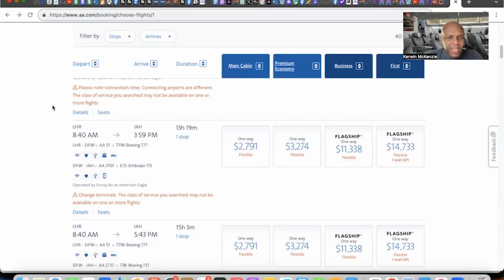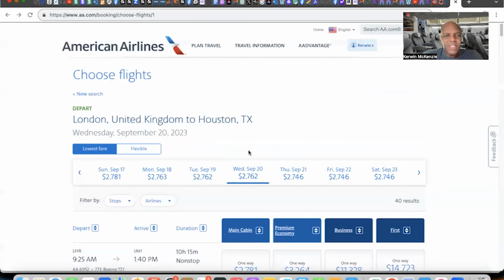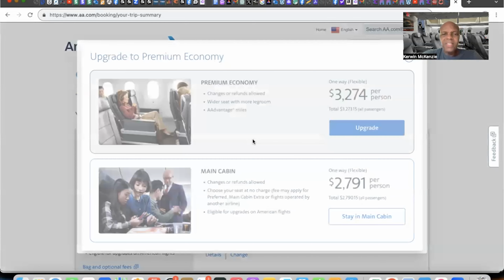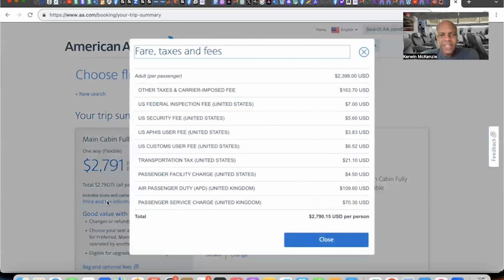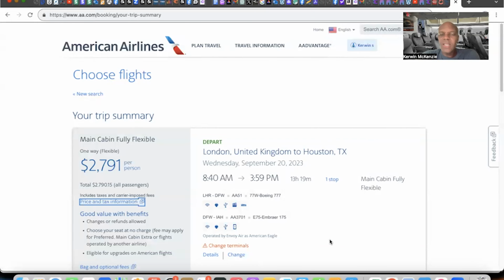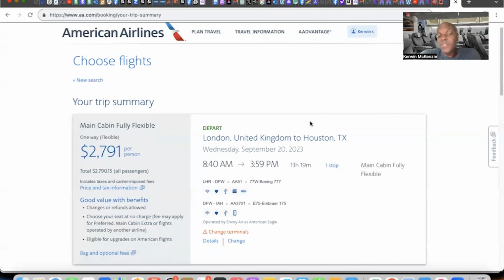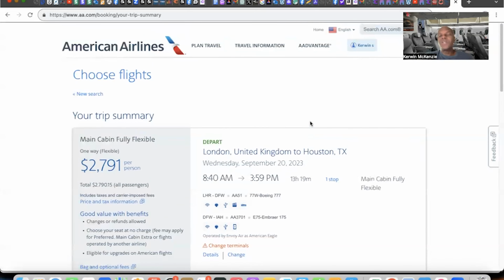Trying to find the one, okay, Heathrow to DFW. Okay, so these are all American, not much different, 2,791. But let's see if they charge. I'm gonna stay in main cabin. Let's see if they charge the taxes. Yep, they still charge a 163.70 on here, which you didn't pay if you were booking using miles. And this particular route is actually a little bit cheaper to use miles. And that's one of the things too. Whenever you do an international, always check the regular fare and then check the award fare, because the taxes are usually the same.